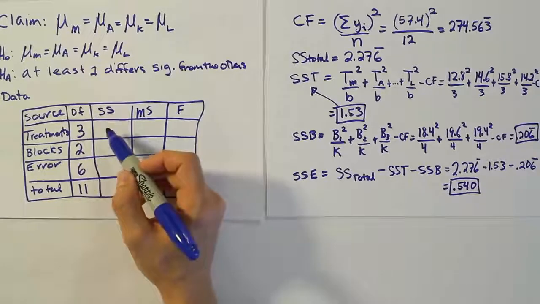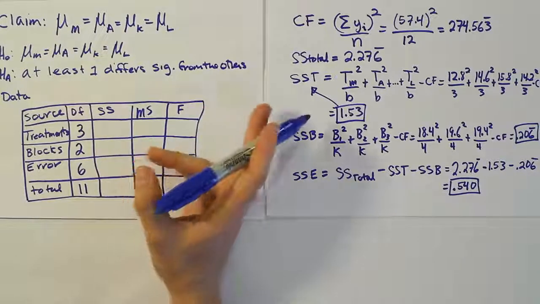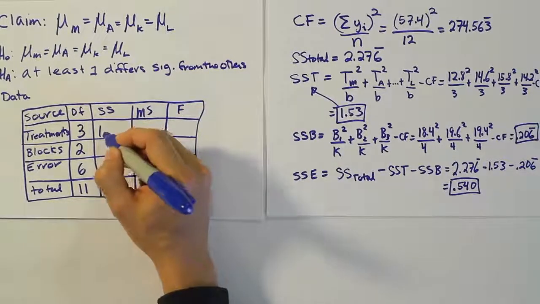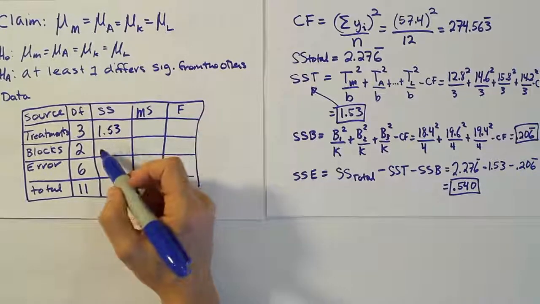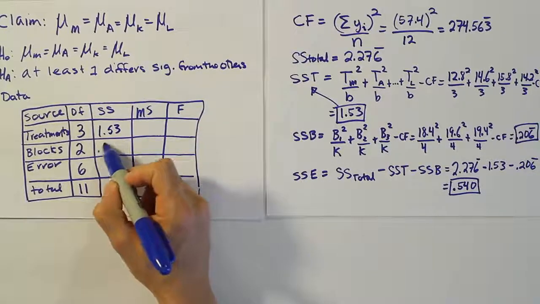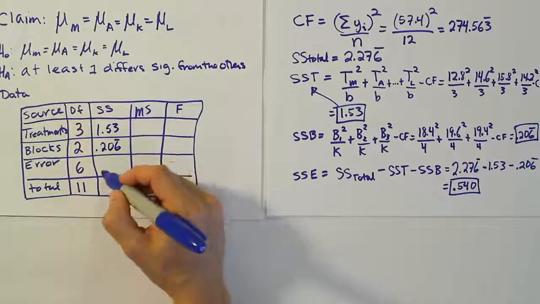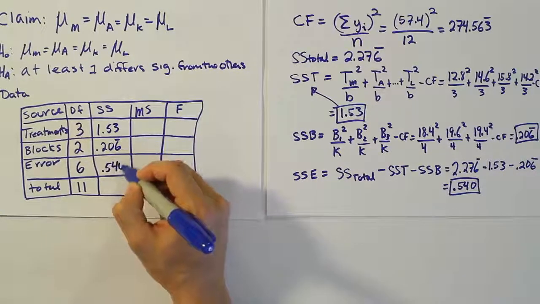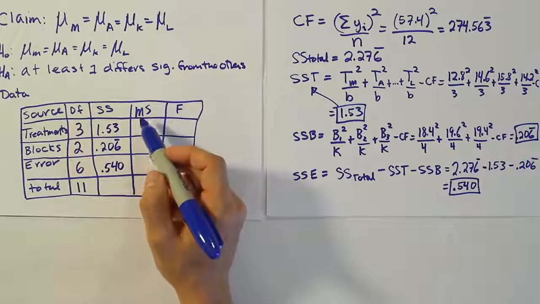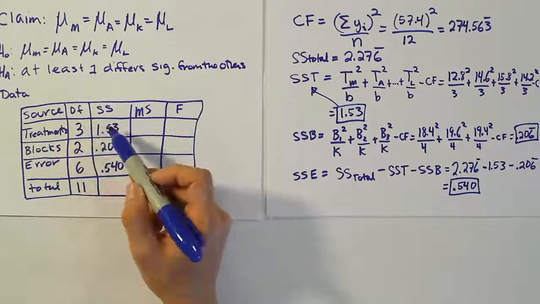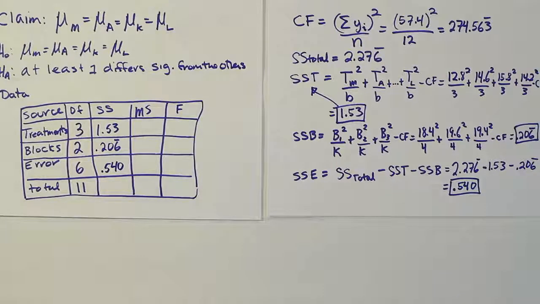All right, sum of squares for treatment now. That was given to us here. We worked that out to be 1.53. The sum of squares for blocks was 0.206 repeating. The sum of squares for error was calculated to be 0.540. Now the mean squares, remember how we do that? We divide the degrees of freedom into the value that's next to it, and that will give us the mean square over on the other side.